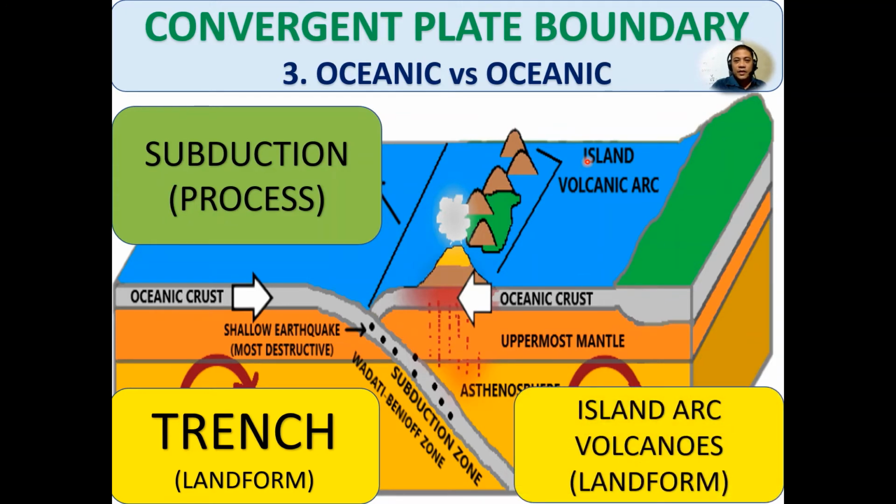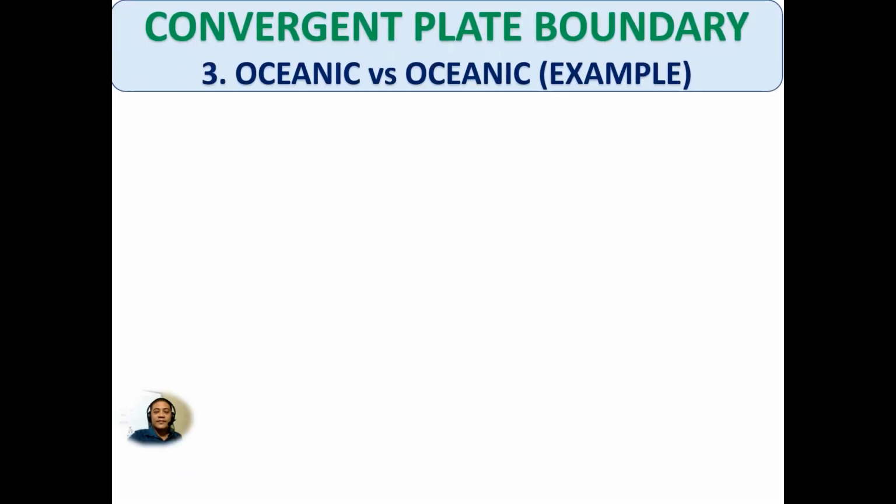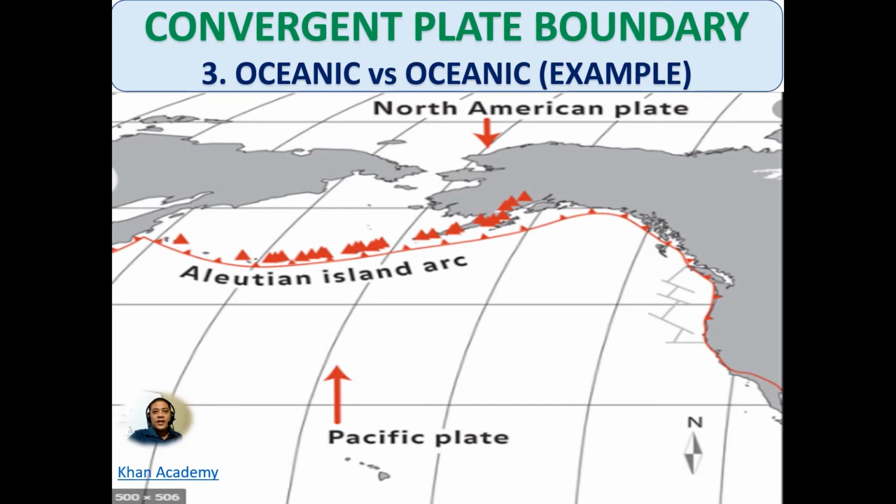Above the surface of the young oceanic crust, the volcanic arc is formed. And this will be called a volcanic island arc or island volcanic arc. The Aleutian Islands of North America and the Philippine Islands are examples of convergence of two oceanic plates.